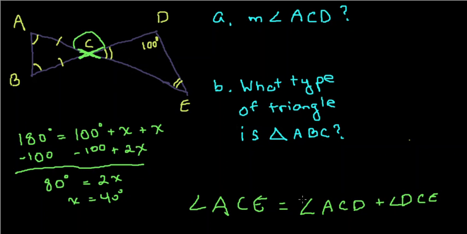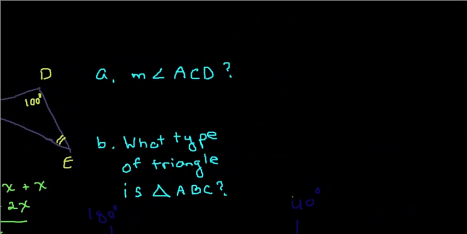Alright, cool. So now we can plug this in. X is equal to the measure of angle DCE. I can plug this into this equation right over here. This is going to be 40 degrees. And we know ACE, which is a straight line, is going to be equal to 180 degrees. And finally, if we subtract, we find that the measure of angle ACD is going to be equal to 140 degrees. Alright, simple enough.